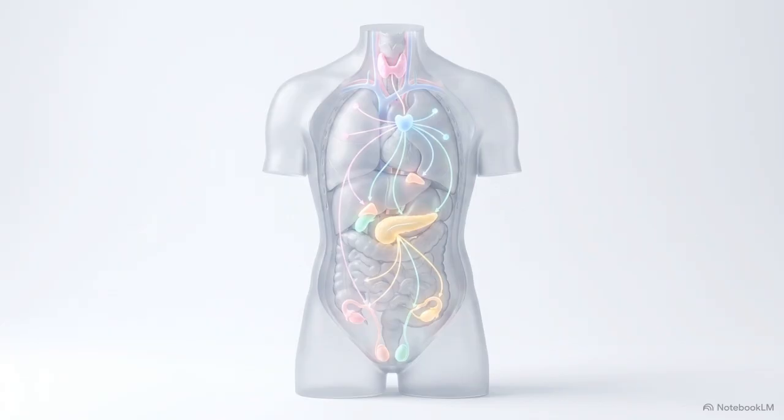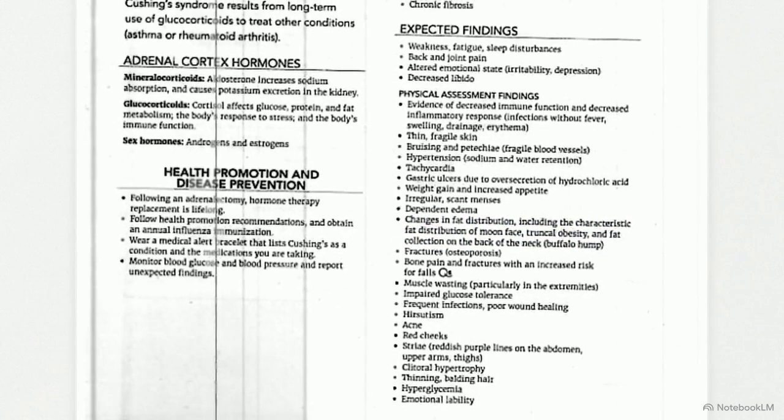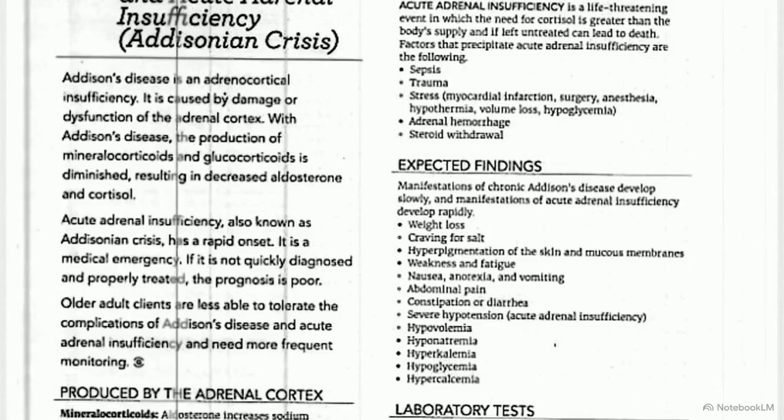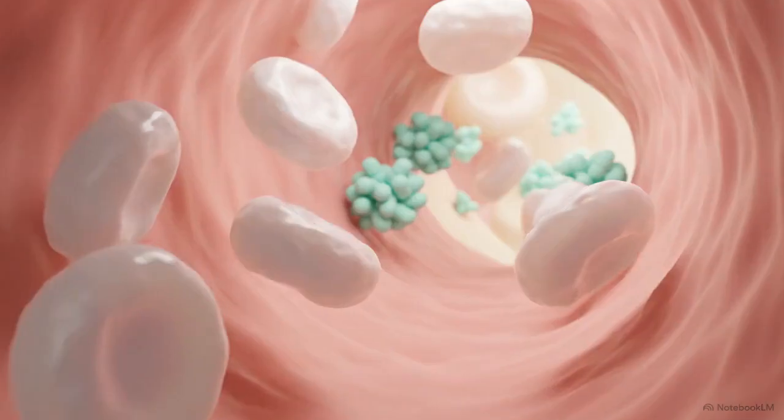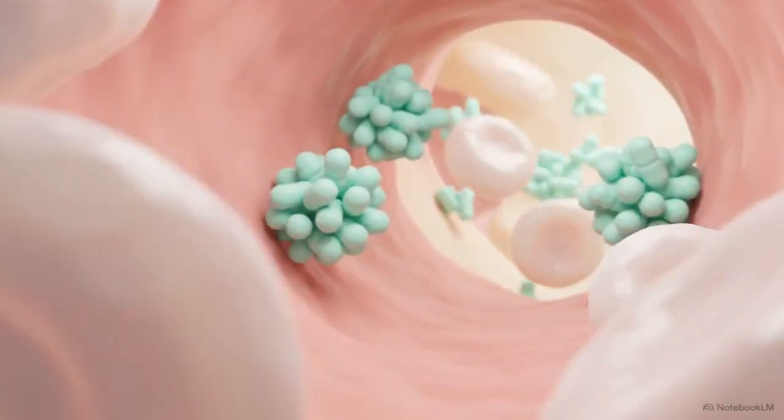These metabolic shifts visually alter the patient's body in highly distinct ways. Cushing's is known for moon face, truncal obesity, and the buffalo hump. While these signs are highly visible, they represent chronic metabolic changes rather than immediate clinical emergencies. Conversely, Addison's presents with significant weight loss and a distinct bronzing of the skin and mucous membranes as the pituitary gland overworks.